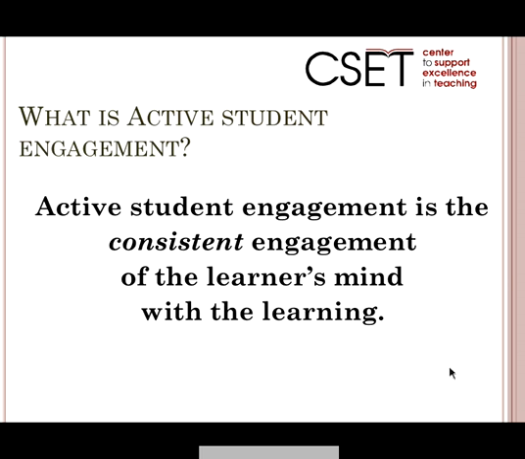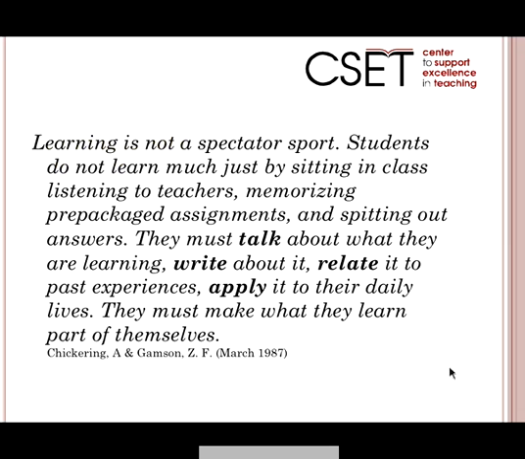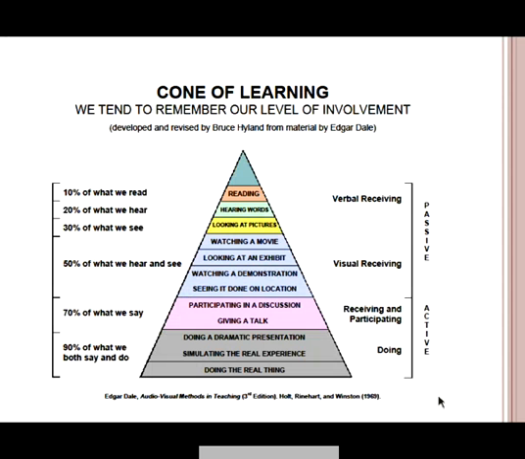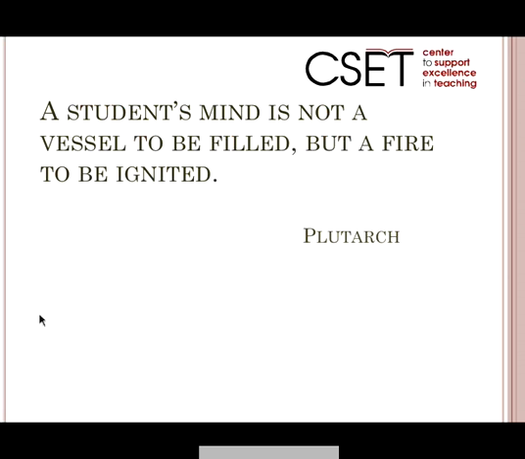And then what is active student engagement? So we define it, have another quote, and then give them the research behind it. Again, huge percentile gain when students are really actively engaged. And we come back to what we did on Monday, the first day, and again, we're talking about when kids are actively engaged, they're learning between 70 and 90% of what's going on versus here at the top. And then we have a quote.